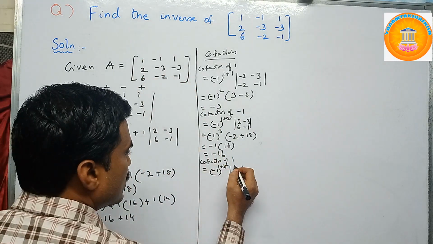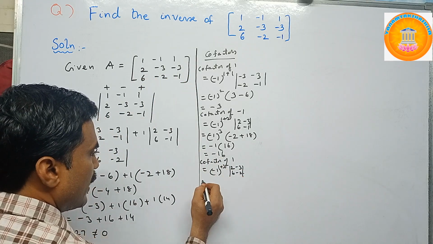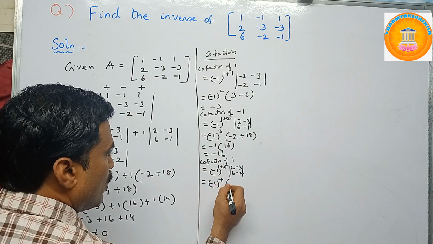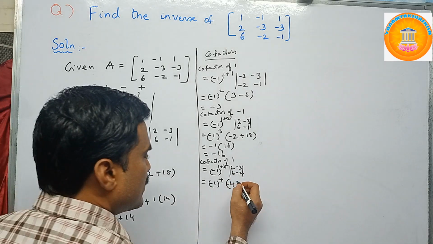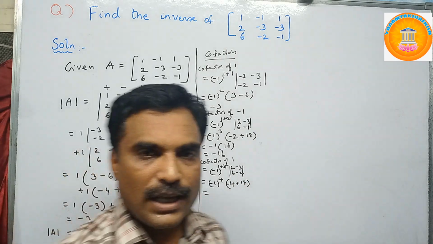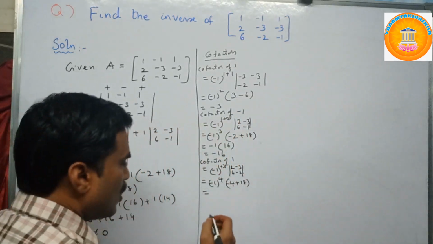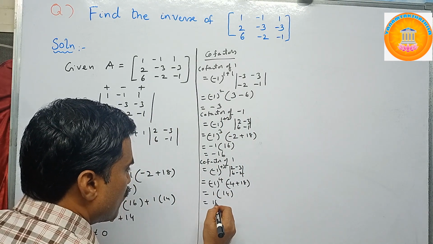So what are those elements? 2, minus 3 and 6, minus 2. So we get minus 1 power 4. Now 2 into minus 2 is minus 4. Now 6 into minus 3 is minus 18. So one more minus, so 18. Now minus 1 power 4, 4 is an even number, so we get plus 1. So 1 into 18 minus 4 is 14. So we get plus 14.